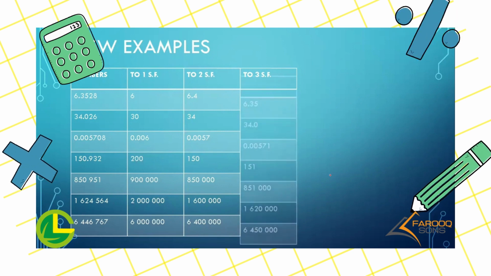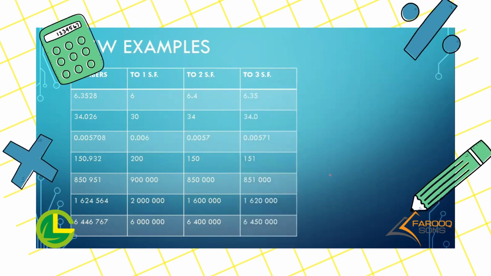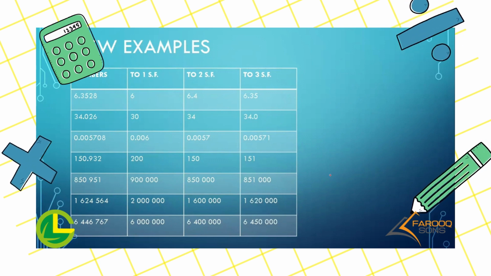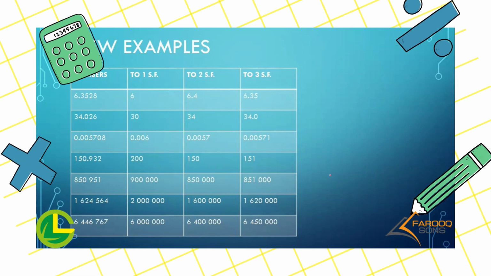Final and the last one to 3 significant figures. Now you can see the numbers and the answers can vary so much when rounded off to different significant figures.